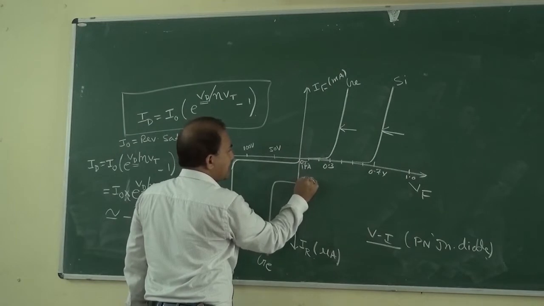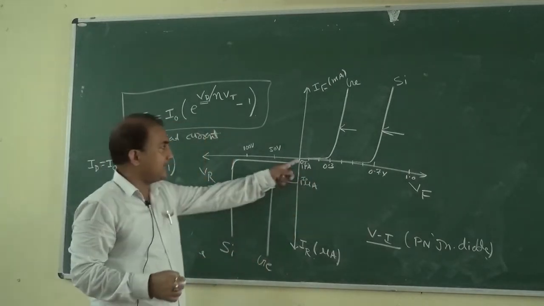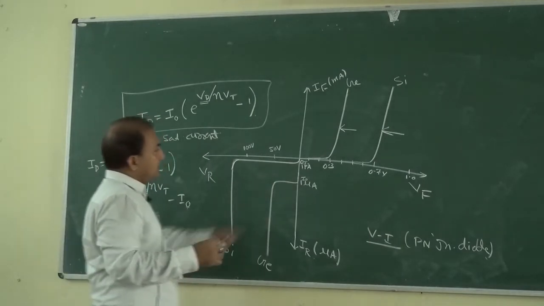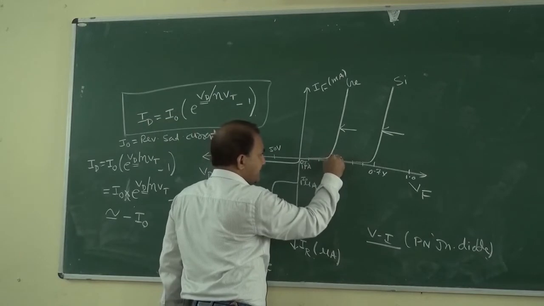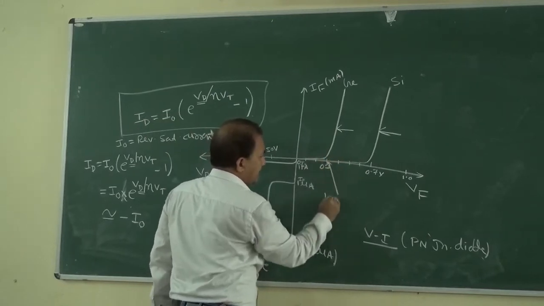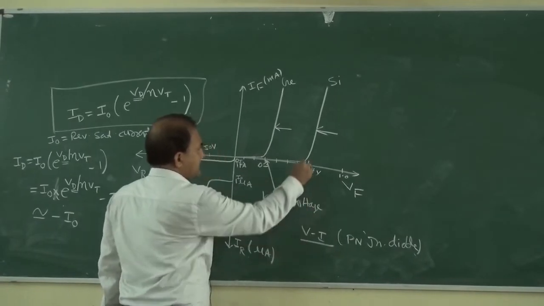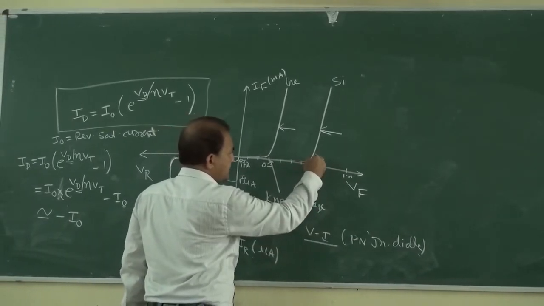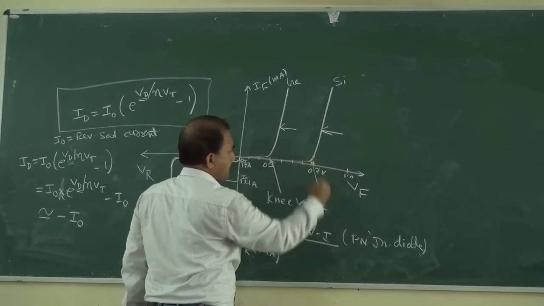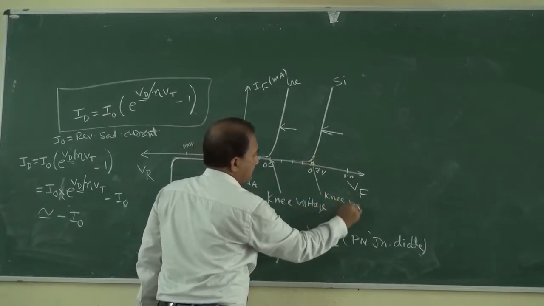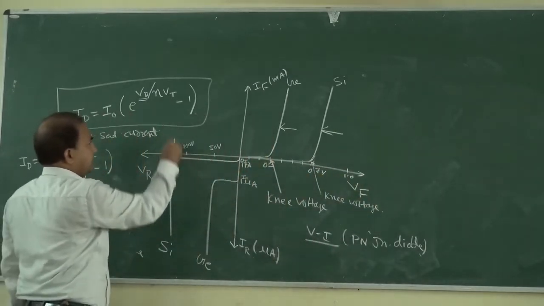So we are saying this is I naught for germanium, and this is for silicon, minus I naught. Then this is 0.3, so this is the knee voltage, and this is also the knee voltage, 0.7 volt. And this is the breakdown voltage.